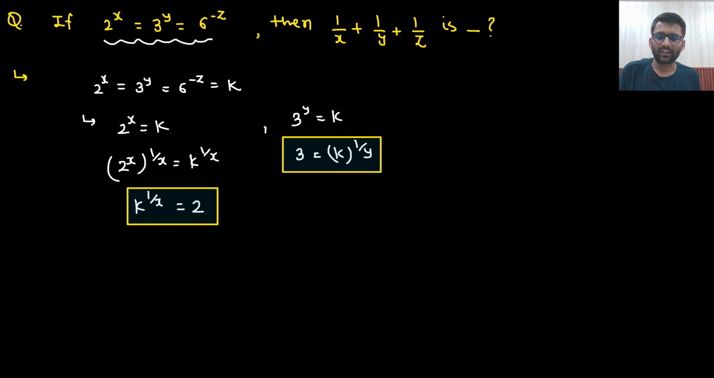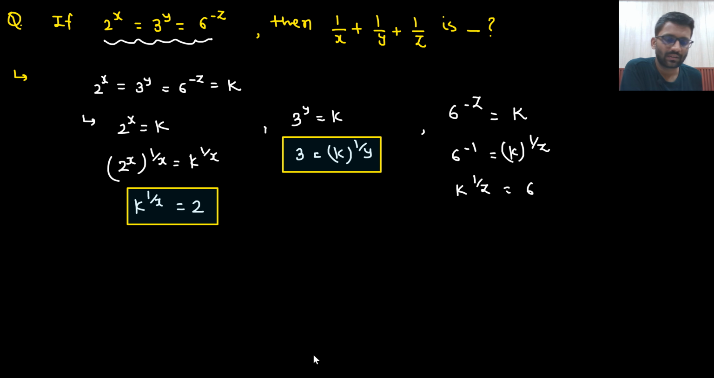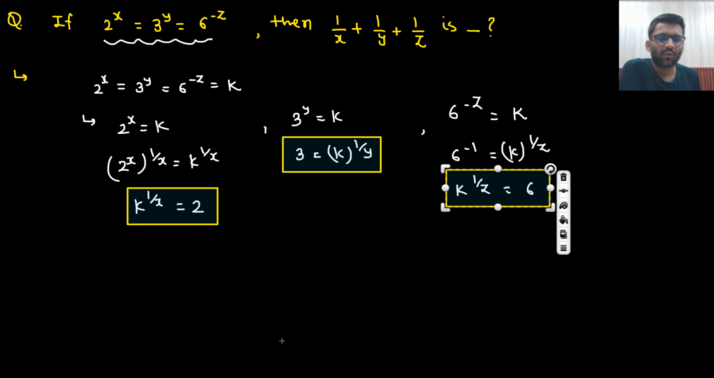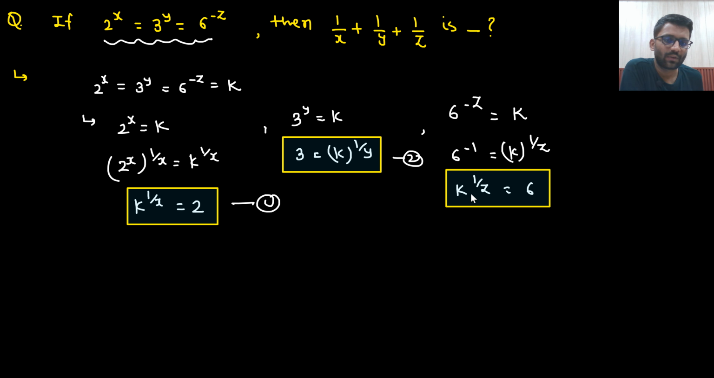And what else can I write? 6 to the power minus z is equals to k. So I took the power of 1 by z on both of the sides. So k to the power 1 by z is equals to 6 to the power minus 1, which is 1 by 6, right? Now what do I need to find? 1 by x plus 1 by y plus 1 by z. This is what I need to find. 6 to the power minus 1 will be 1 by 6, right?